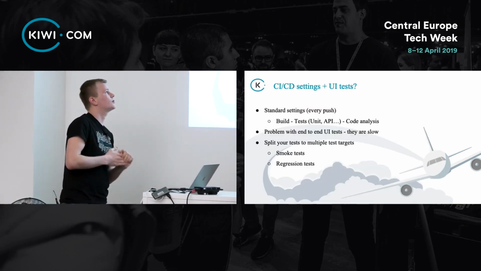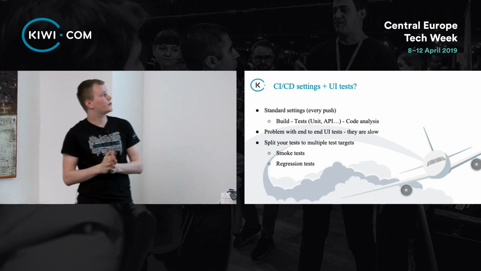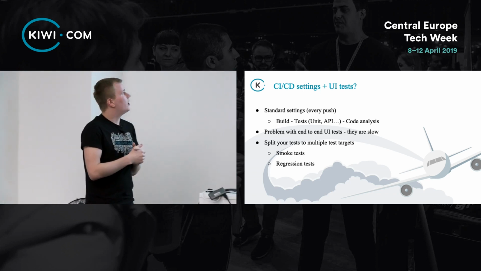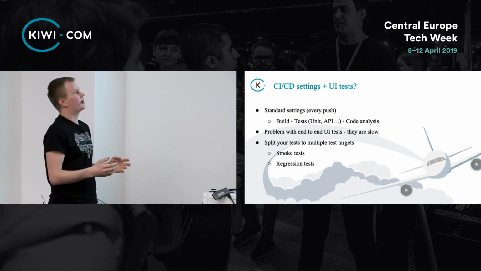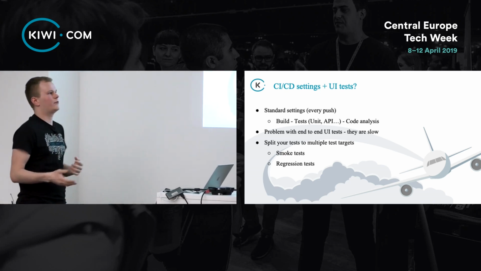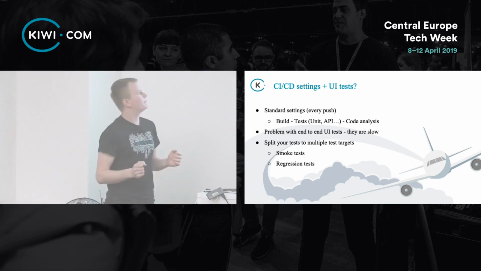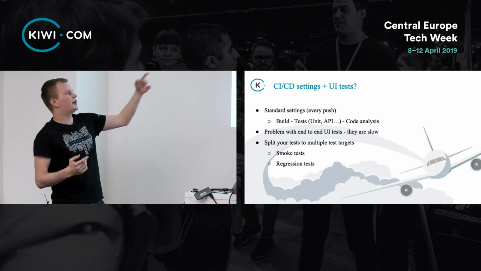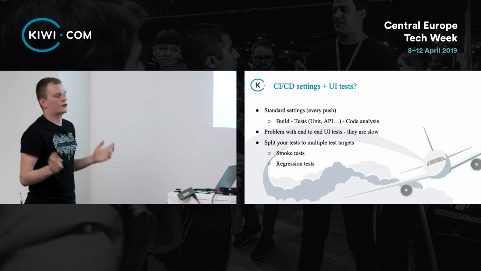email. So the last part of my presentation: what are the CI and CD settings for UI tests? Well, your standard CI/CD settings are probably something like you code something on your branch and then you push it, and then it runs on some DevOps platform like GitLab. Then it runs on some server and does build, tests, and maybe some code analysis like lint or SonarQube, etc.